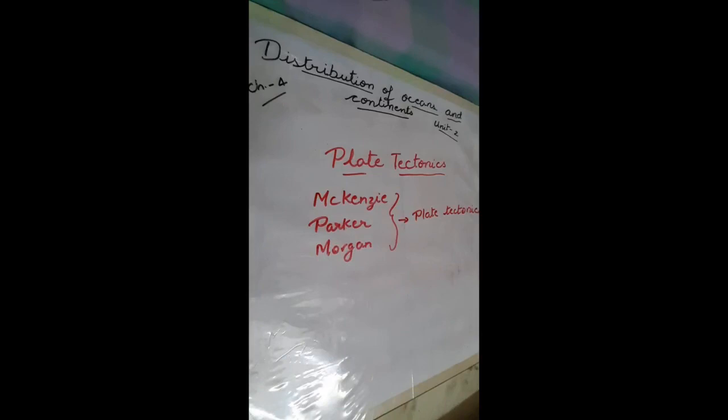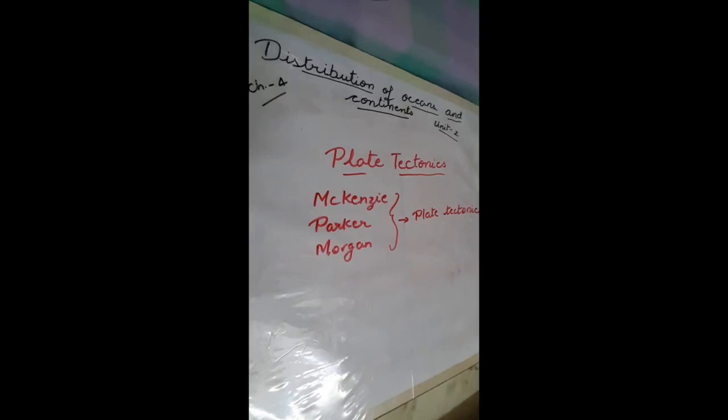Our next topic, which is very important, is plate tectonics. After the coming of the theory of sea floor spreading, the interest in the problem of distribution of oceans and continents was revived. When we got the theory of sea floor spreading, geologists and scientists became very curious about how these oceans and continents were formed. So in 1967, Mackenzie, Parker and Morgan, these three put forward the theory of plate tectonics.